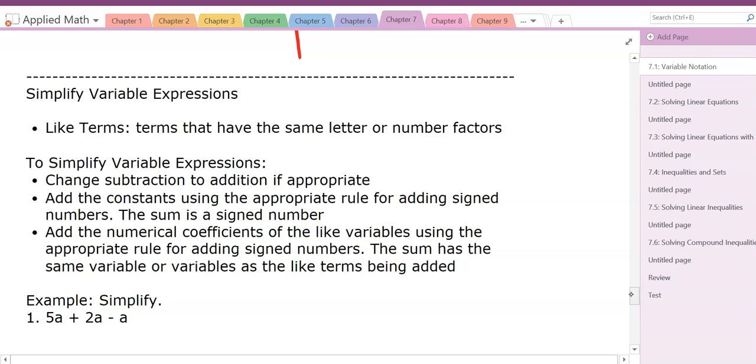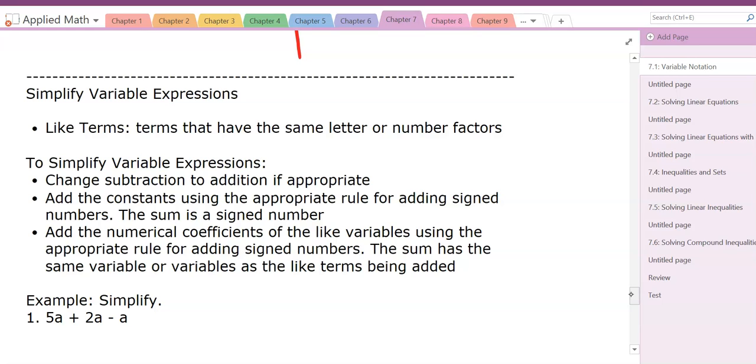Okay, so next what we can do is simplify variable expressions. This is when you've got a really big sentence, but you see some common terms, and you're trying to simplify it by getting those common terms together. These are called like terms. Like terms are terms that have the exact same letter or number factors. So if they are just plain numbers, like a 5 or a 6, you can combine those.